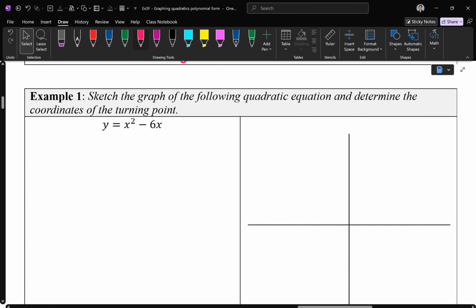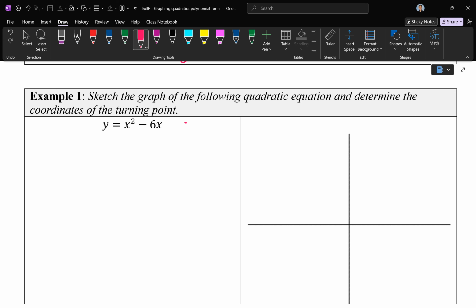We need axis intercept. So the first thing is, what's the beautiful thing about general form? How do I know this is general? Because there's 2 x's. Turning point form only has 1 x. Yeah, what you did yesterday. So what's beautiful about a general form? You can find the y-intercept straight away. Because how do you find the y-intercept again? What do you do?